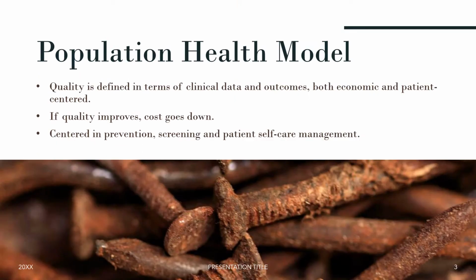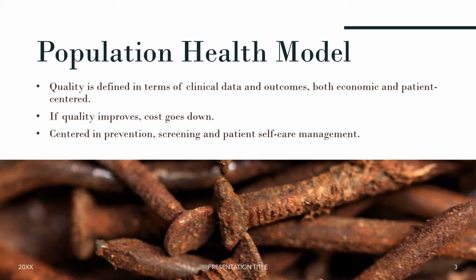In the population health model, quality is defined in terms of clinical data and outcomes, both economic and patient-centered. Pretty early on in the chapter, they discuss the different models and how quality assurance has evolved over time, both in the industrial sphere as well as in the medical sphere, and how medicine and nursing adopted some of those key tenets that were developed through industry, as we've discussed in previous lectures.